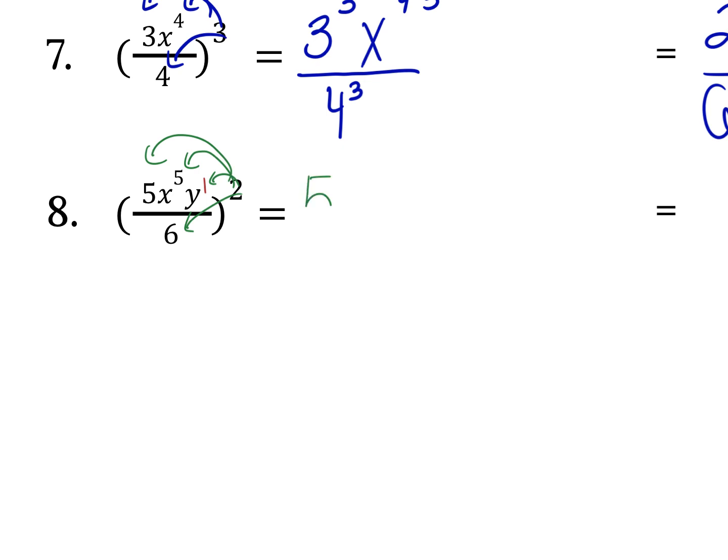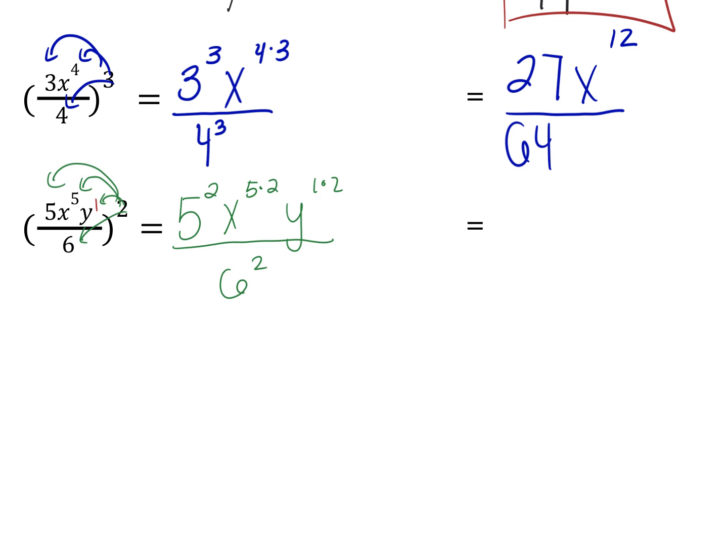All right, so this 5 goes to the power of 2. Ooh, what do we do with our exponents again? Multiply, okay. So 5 times 2. For my y's, it's 1 times 2. And this becomes 6 squared. All right, what is 5 squared? 25. And then I'm going to get an x to the 10th, a y to the 2nd, all over 6 squared, which is 36. 25 over 36. I cannot simplify, so I am done.